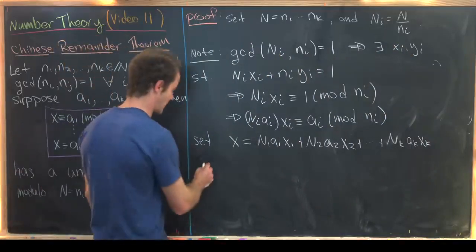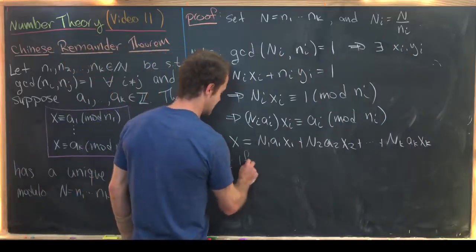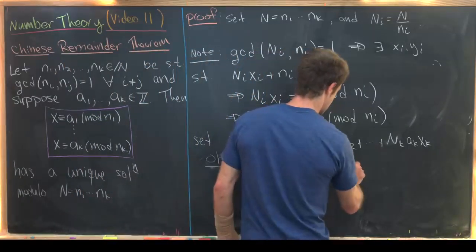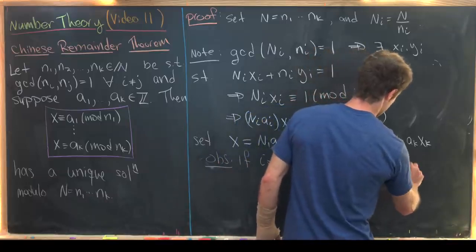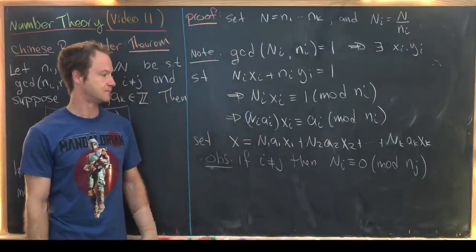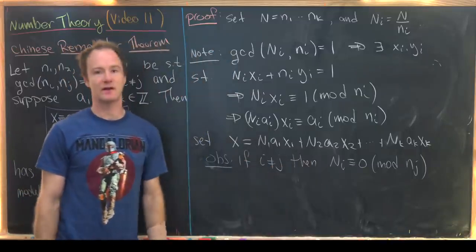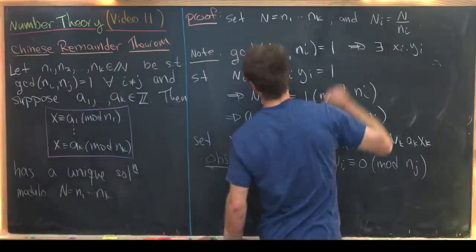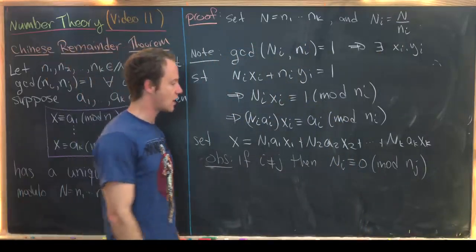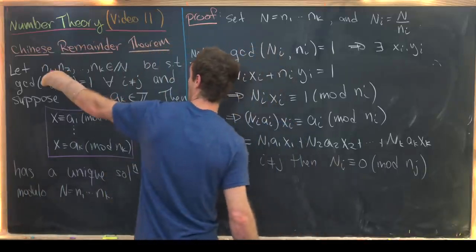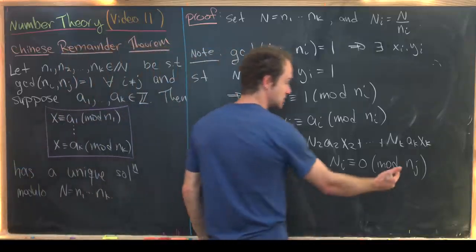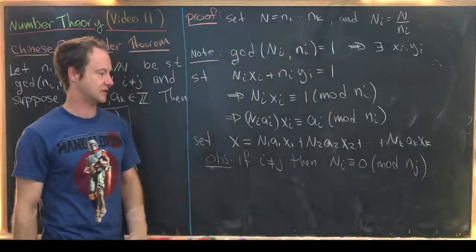And I want to follow that up with the following observation. And that is, if i is not equal to j, then capital Ni is congruent to 0 modulo nj, where this is a capital Ni and that's a lowercase nj. So how do we know that? Well, let's recall that this capital Ni is a product of all of the lowercase n's except for the ith lowercase n. That means it includes nj as one of the terms in its product.